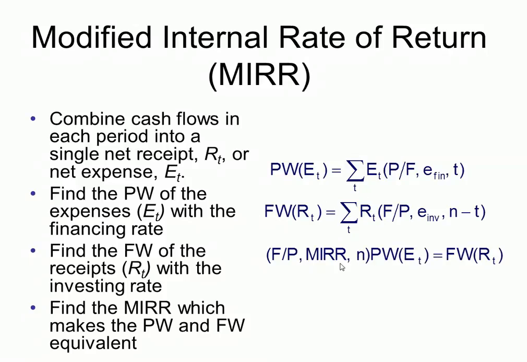So setting up this equation, we're finding the future value of present worth, for example, F given P at the modified internal rate of return over n periods. So the present worth of expenses discounted to the future is going to equal the future worth of all the receipts. Again, expenses are negative cash flows, and receipts are all positive cash flows. So that guarantees us a single sign change and therefore a single root.